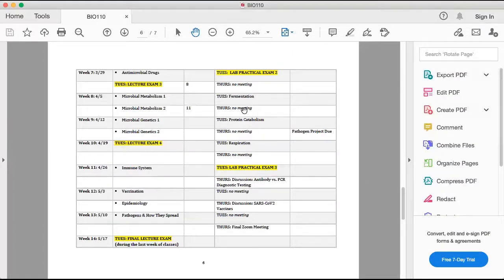So the other thing I wanted to pull up, just for completeness' sake, is our tentative schedule. So this is at the end of the syllabus. We're right here. This is the week of the 19th. It's Tuesday, so the lecture exam is happening today. Here's the lab. We won't be meeting on Thursday. Next week, the lab practical, as I said, and then we've got a couple of discussions scheduled about the coronavirus.